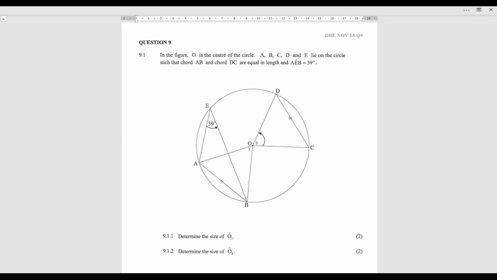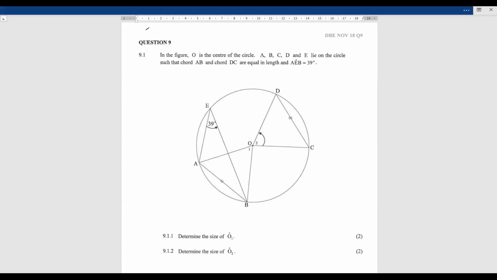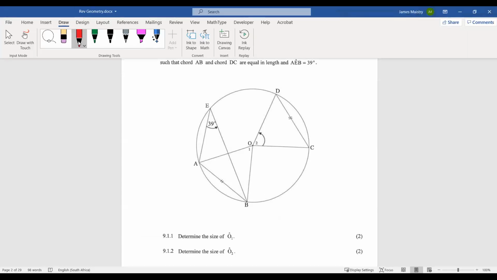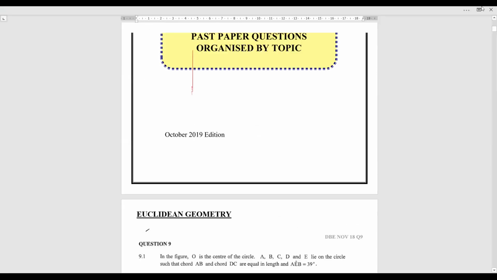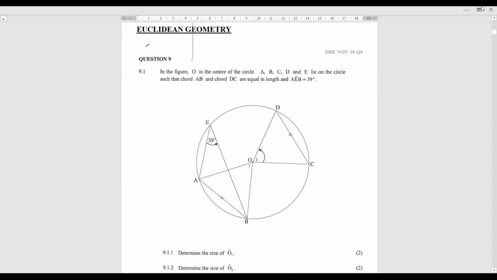All right. So let's look at this. It says in the figure, O is the center. I want you to underline that word. I want you to underline where it says O is the center. So if we know that O is the center, what theorems are coming to your brain immediately? Go back to your spider diagram that you drew earlier. Someone tell me.